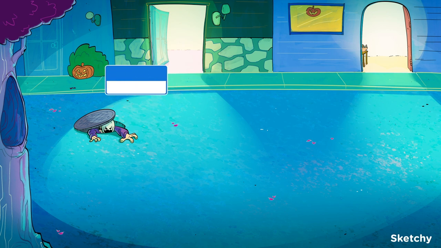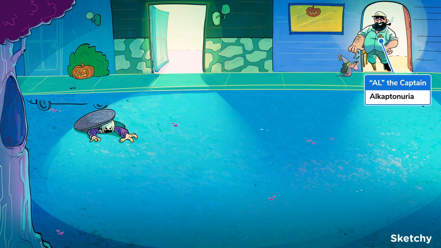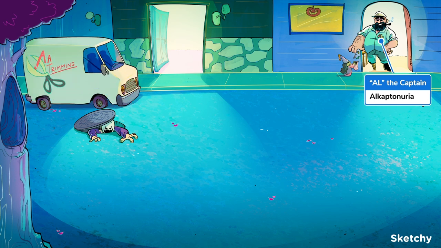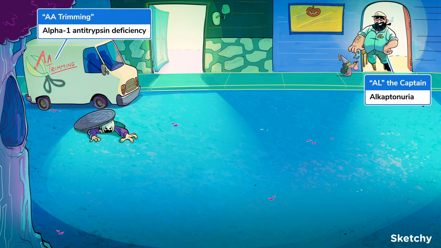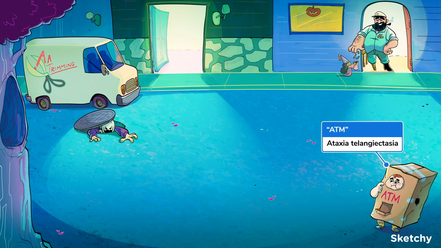On to the diseases. We'll start with alkaptonuria, depicted here by Al the Captain giving out candy. Next is alpha-1 antitrypsin deficiency, represented by the AA trimming work van. Then there's ataxia telangiectasia. This is caused by defects in the ATM gene. And what better way to show that than this kid dressed up as an ATM machine?